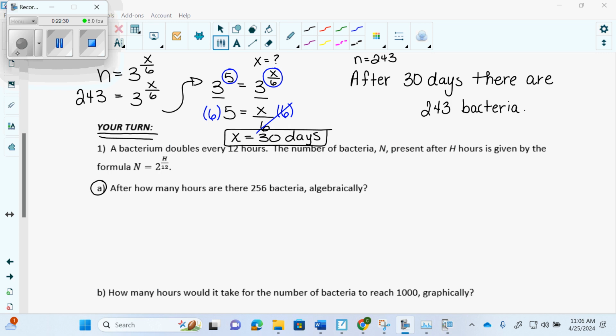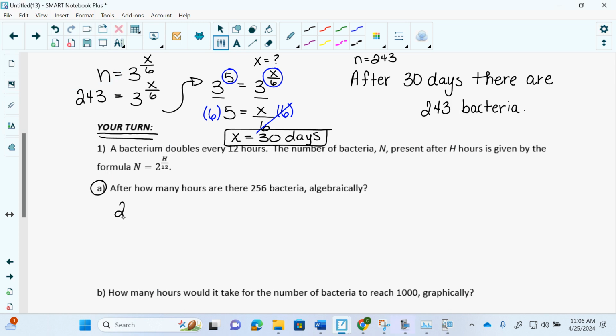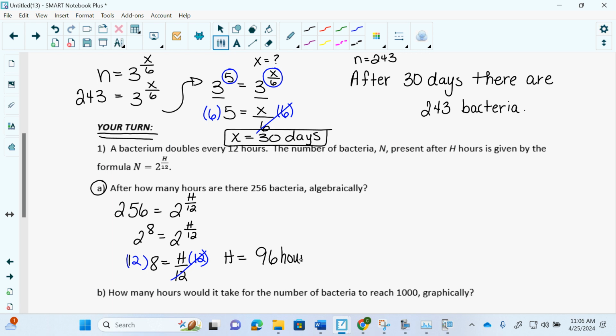So this one has 256 bacteria and it's doubling, so that's why there's a 2 instead of a 3. Every 12 hours, the 12's on the bottom. So we have 256 equals 2 to the h over 12. 256 is 2 to the what? 8. 2 to the h over 12. 8 equals h over 12 times 12. H equals what? 96. We box it, we're done.